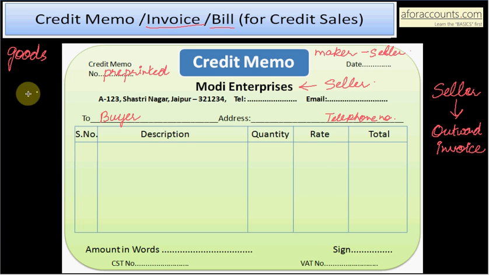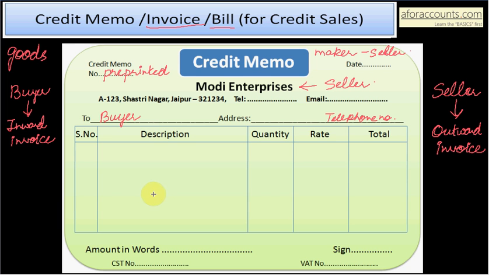And for the buyer, he is receiving the goods. For the buyer it is a purchase. So, it will be an inward invoice. Same credit memo is called differently. In books of the seller, the credit memo is called outward invoice. On sales, goods are going out. In books of the buyer, it is called inward invoice. Thus, goods are coming in.